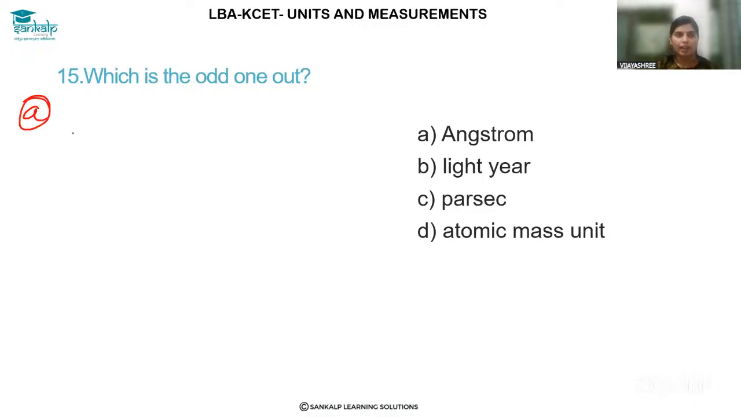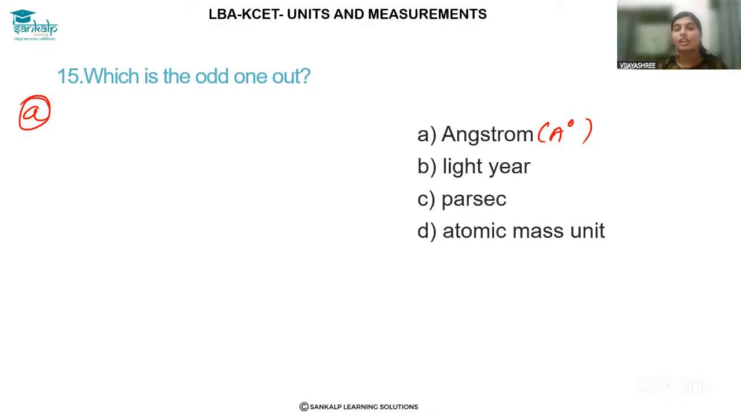Option A, Armstrong. Armstrong is a unit of length. So where do we use this unit? We use this unit mainly in measuring atomic size, molecular size, and wavelength of light.